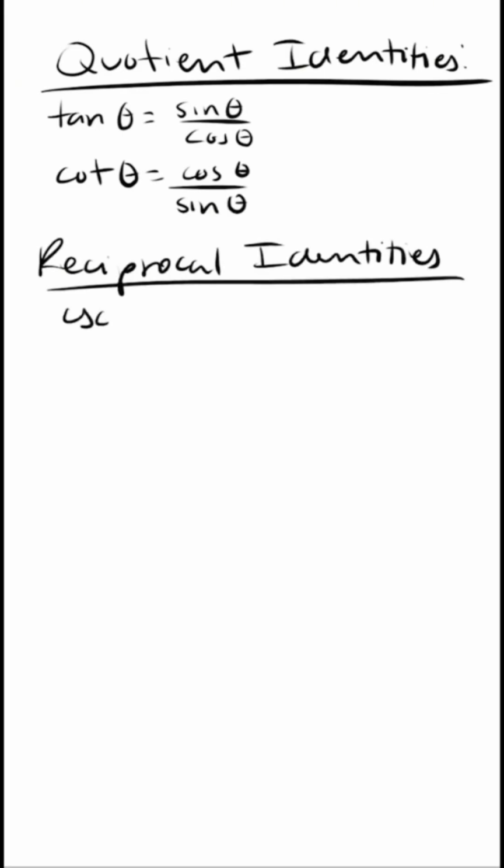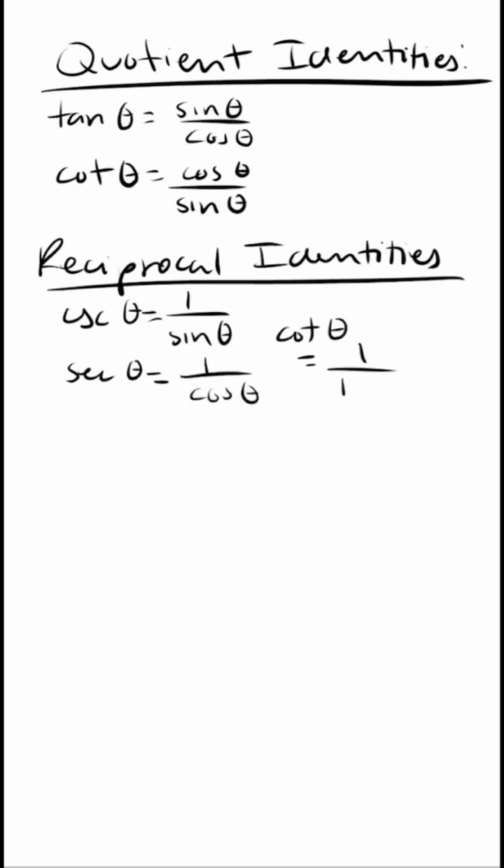Then onto the reciprocal identities, we have cosecant theta equals 1 over sine theta, secant equals 1 over cosine theta, and cotan equals 1 over tan theta. The cotan one is really easy to remember because of cotan and tan, but I also think I've said this in another video. I think it's kind of ironic how cosecant equals 1 over sine theta and secant equals 1 over cosine theta when their starting letters are different.